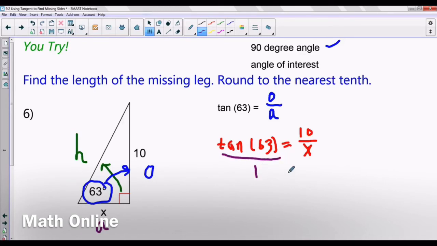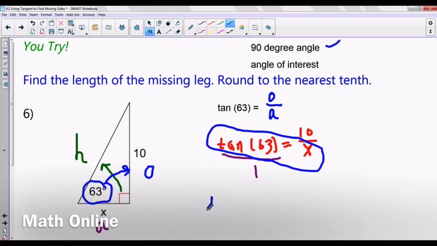Now that we have a proportion, a fraction equal to another fraction, we could use the cross product rule, right? Where we multiply across like a diagonal. So here we go. I'm going to start off with this. It doesn't matter what you start off with. It'll give you the same answer, okay? So I'm going to start off with tangent of 63 degrees times x. That'll be my first move.